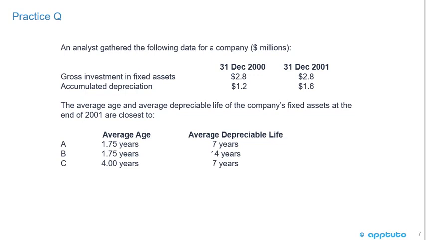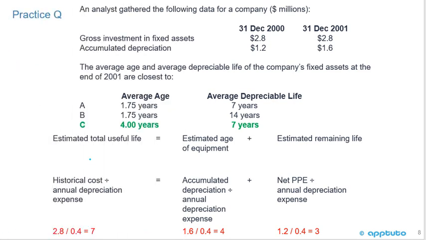So the average age and average depreciable life of the company's fixed assets at the end of 2001 are closest to: A, average age 1.75 years, average depreciable life 7 years; or B, average age 1.75 years, and average depreciable life 14 years; or C, average age 4 years, and average depreciable life 7 years. A pretty easy question when you get to the calculations, but you just have to remember and practice a little bit. The estimated total useful life equals the estimated age of the equipment plus the remaining useful life.